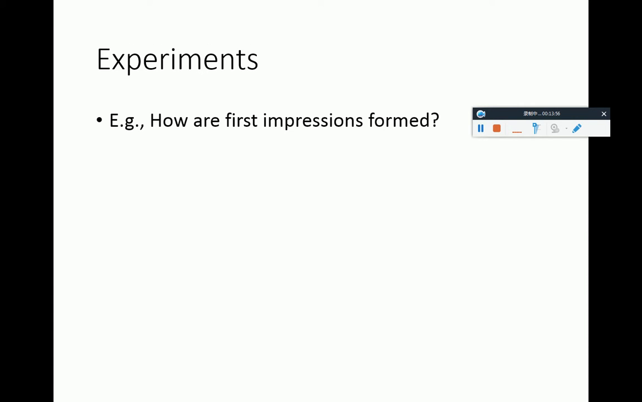So let's enhance our understanding of experiments by looking at another example. And this example starts with a very simple question, and that is how first impressions are formed. This is a very simple question, but a question that has been studied by many researchers for many years. Because the basic idea is that people usually can make first impressions of total strangers very quickly and sometimes very accurately. But how do we do that?